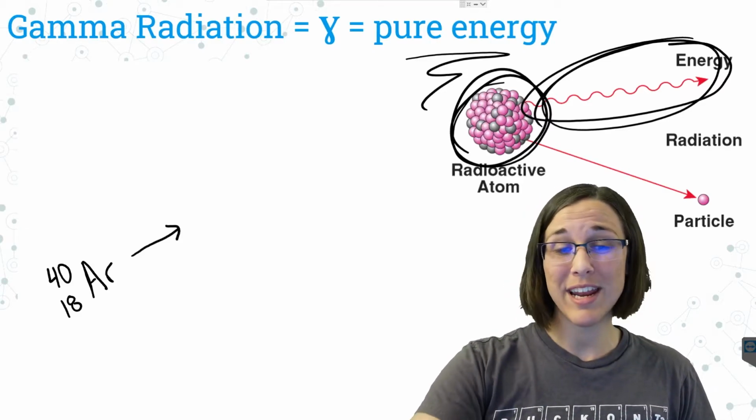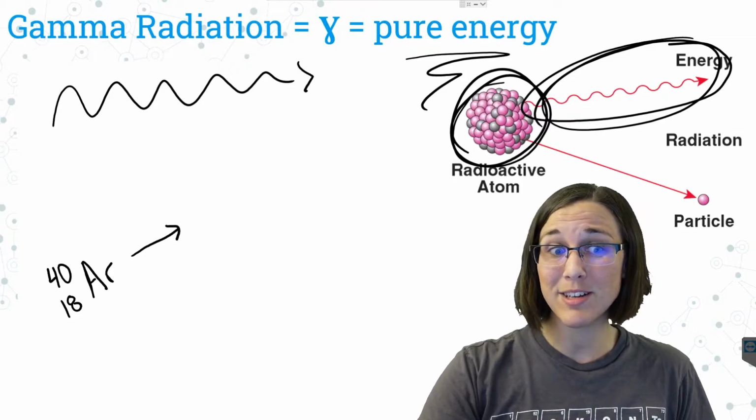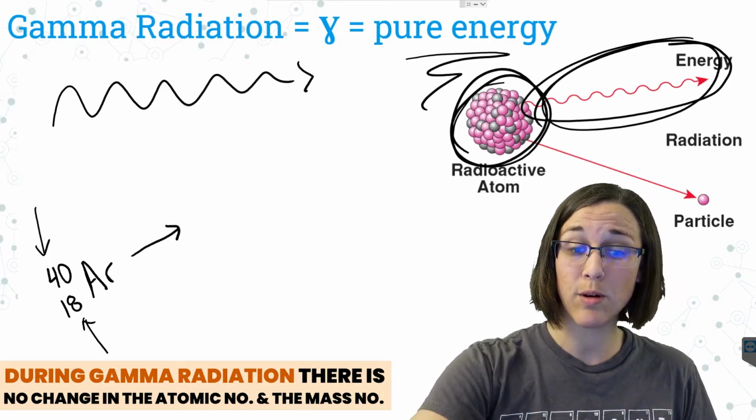Now, because gamma radiation is just pure energy, the way we solve for it is literally by doing nothing to the mass or to the atomic number.